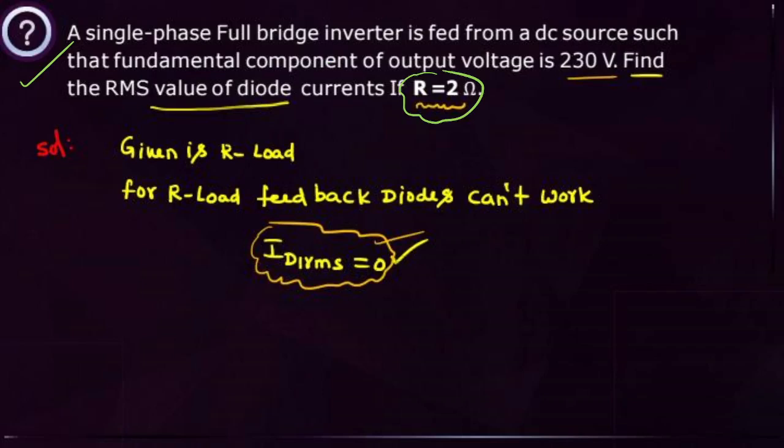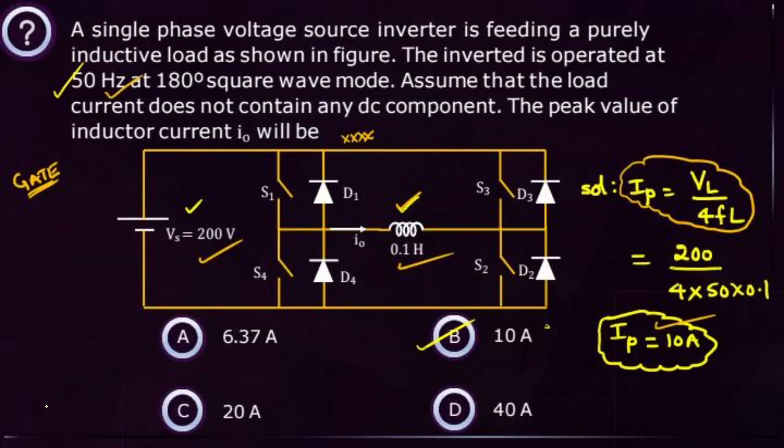It is given that it is a resistive load. What is the RMS value of diode current? No need to apply any formulas. We know that for a resistive load, feedback diodes will not conduct. Then the RMS value of diode current is equal to 0. Then this problem also you have to concentrate. This is a repeated model in the GATE exam.